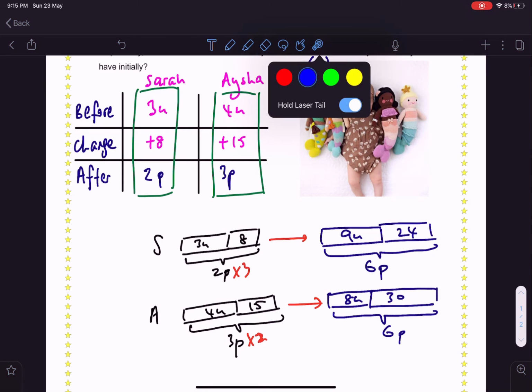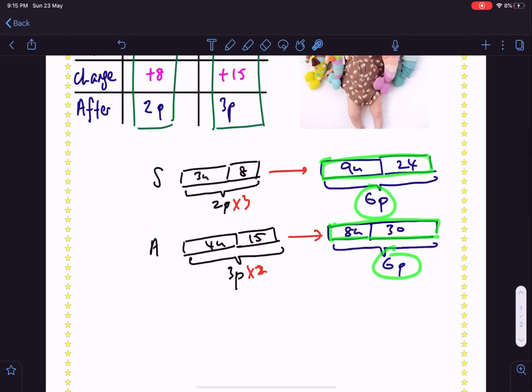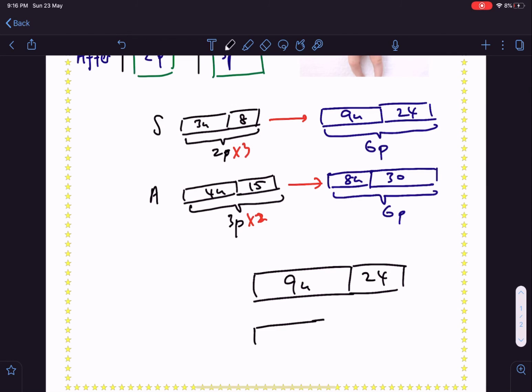Now what can we say about these 2 models now? They are exactly the same, because both are 6 parts. Okay, so I'm going to redraw this below to ensure that we can actually find the units nicely based on the models. 9 units, 24. 8 units a bit shorter. The endpoint is the same because the models are the same in length. Okay, so this is 30.